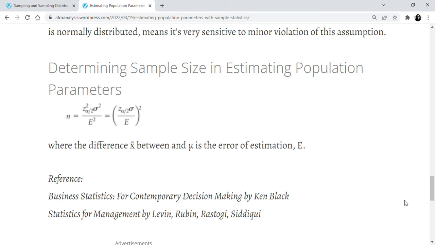So that's it about estimating different population parameters from sample statistics.